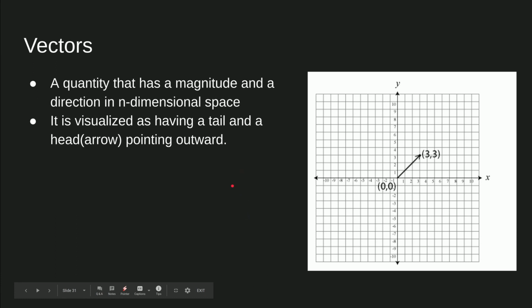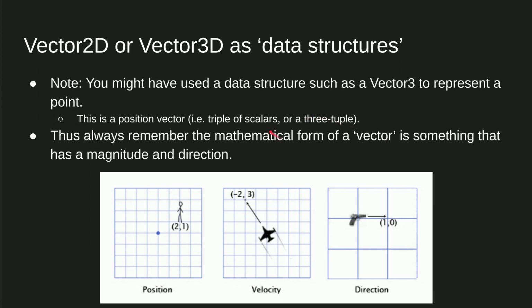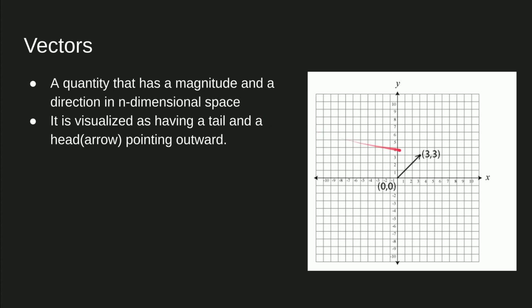Okay, so let's get to our pieces and components for our math library. Vectors. We get a quantity that has a magnitude and a direction in some n-dimensional space. Again, it's visualized as having a tail and a head. So where the arrow is, that's showing you your direction, where it's pointing outward here. So that's the idea with a vector. And again, it's just going to store, so this vector would store 3, 3, and then we're assuming that it's coming from the origin here when we have this vector.